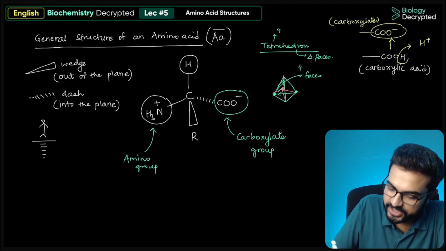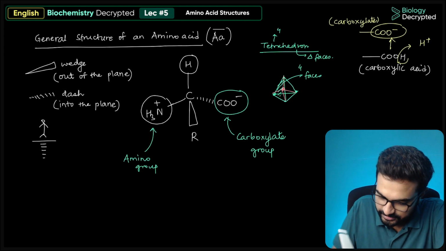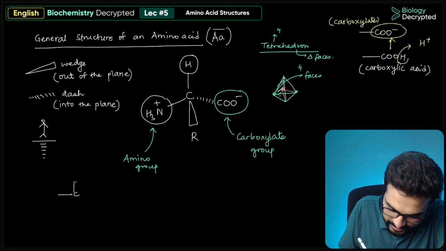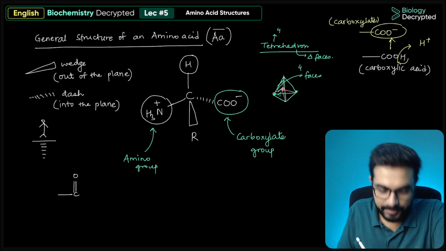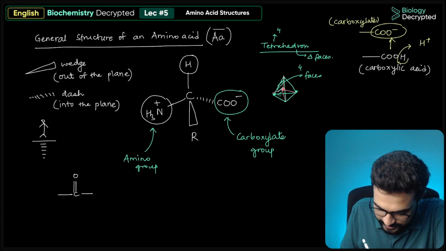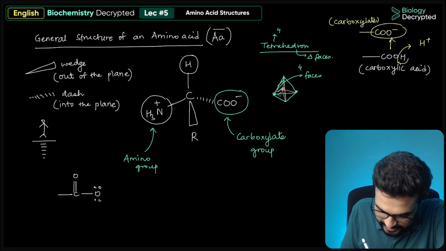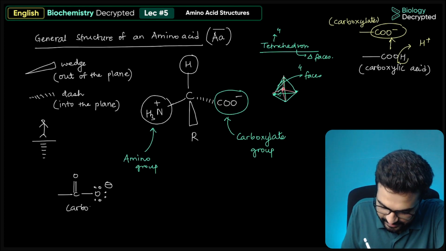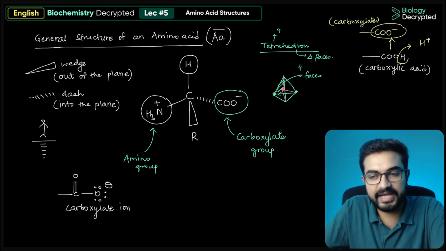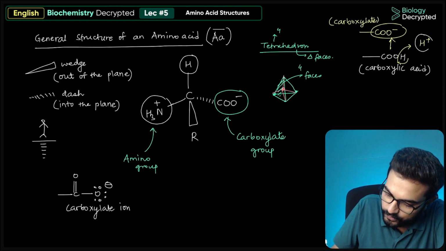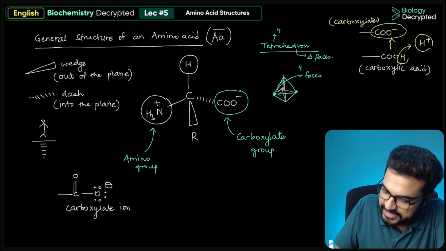or simply carboxylate ion. If you try to see how this carboxylate ion looks like, actually it is like this. Carbon is bonded to an oxygen, and there is a double bond between the two. Then there is an oxygen. This has lone pairs and there is a negative charge. This is carboxylate ion.